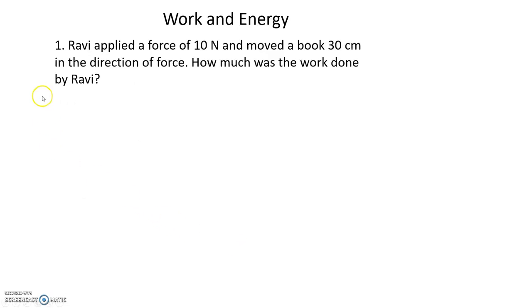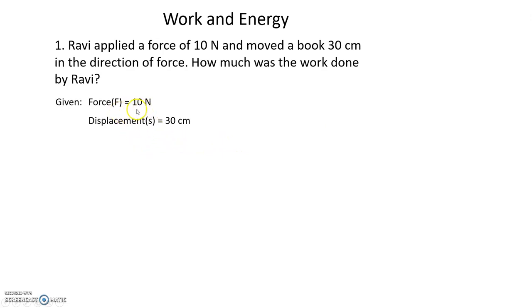Let's go to the first sum. Ravi applied a force of 10 newtons and moved a book 30 centimeters in the direction of force. How much was the work done by Ravi? So let's write down: given force is equal to 10 newtons. Moved a book 30 centimeters means displacement is 30 centimeters. Now let's look at the units.